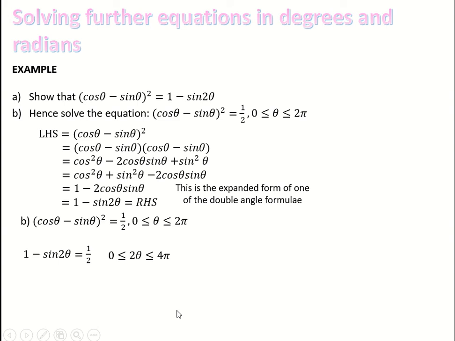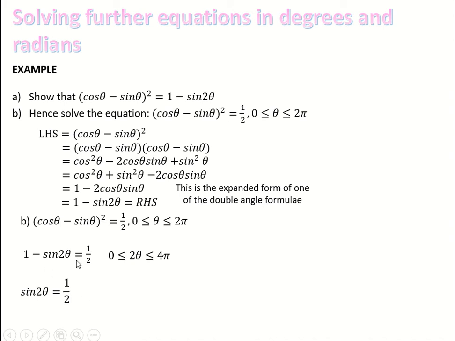So this is between, because we're not solving it for theta, we don't have theta, we have 2 theta, in which case 2 theta is between 0 and 4 pi. Again, you can deal with that now, or you can deal with it later, whatever you choose. But in terms of solving it, okay, we're going to take away 1 from both sides, in which case it's going to be minus sine 2 theta equals minus 1/2. And if minus sine 2 theta equals minus 1/2, then positive sine 2 theta will equal positive 1/2.